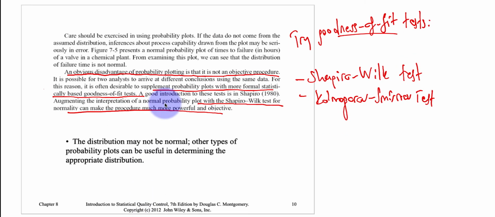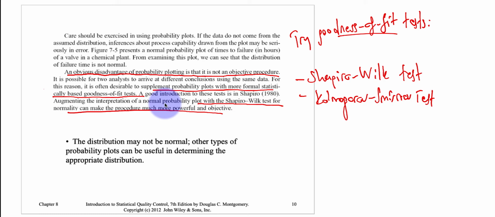An obvious disadvantage of probability plotting is that it is not an objective procedure. It is subjective. In some occasions, I may call it normal, and another person can call it non-normal. Okay, it's not an objective procedure. So we can try goodness of fit tests for this input data. You are going to remember we were making some goodness of fit tests to find the distribution of the data we have, right, in the simulation course.